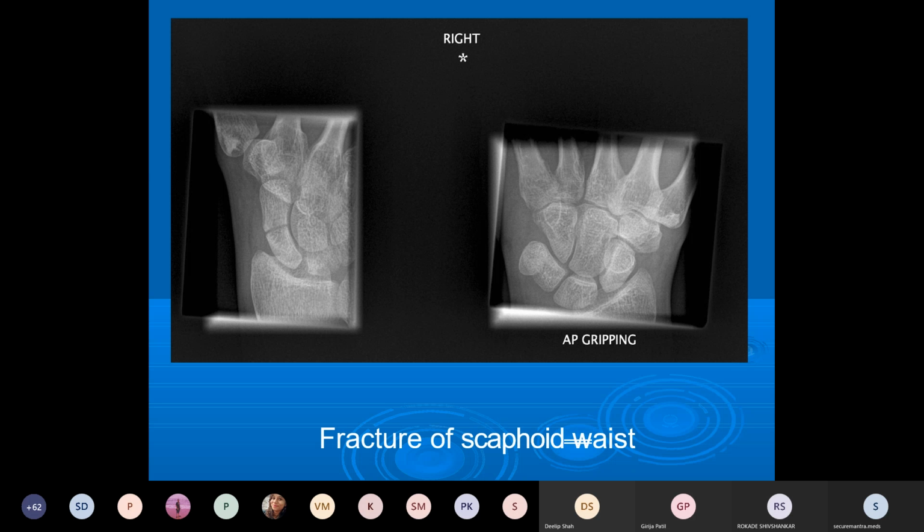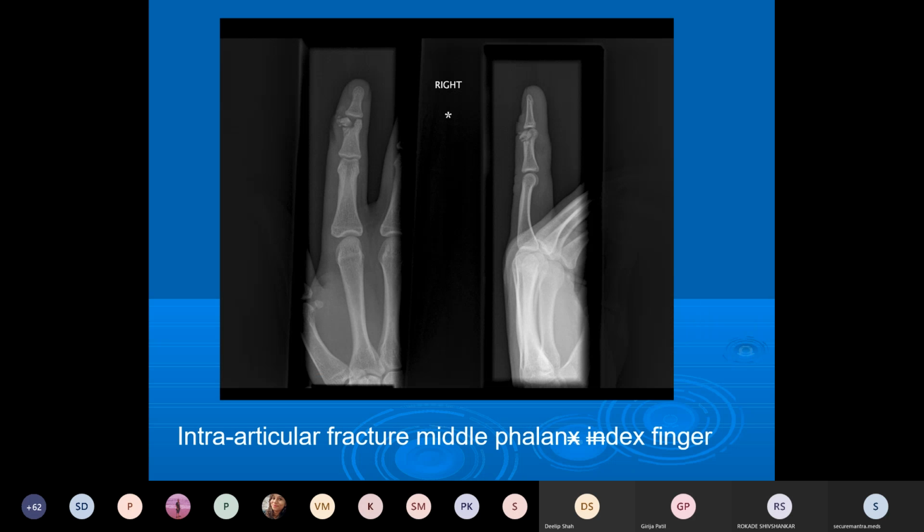In this image, this is the AP image. You can see there is a fracture of the scaphoid bone. Here is the fracture of the middle phalanx of the index finger. It is an intra-articular fracture because it is involving the articular surface of the bone.